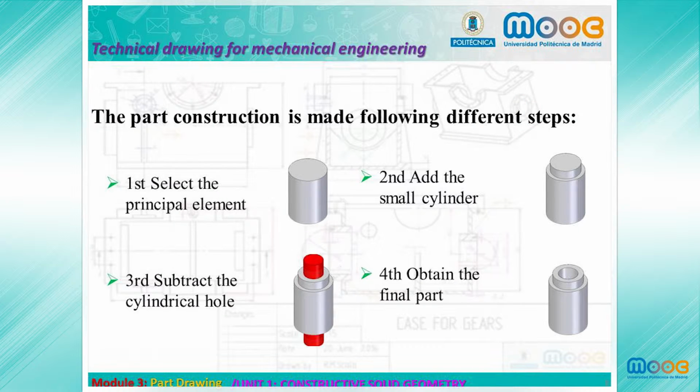The part is built in steps. First, we need to select the principal element, in this case, the major cylinder. Second, we add on the top a small cylinder. The third step is to subtract the cylindrical hole from the prior shape, and finally we obtain the final part.